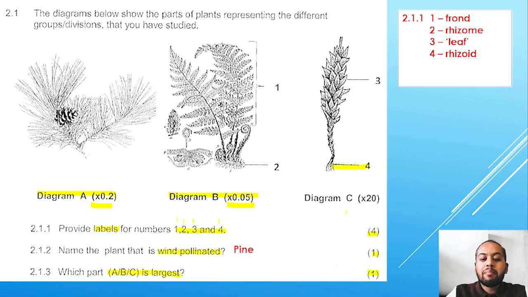2.1.3, which part A, B or C is the largest for 1 mark? Now you need to remember that the magnification is what we can focus on here. The bigger magnification means that it is going to be the smallest plant. And the smaller magnification means it's going to be the biggest plant. So the biggest magnification here is 20. And the smallest magnification is 0,2. They want the largest plant. Therefore, we are going to select diagram A as the largest plant.